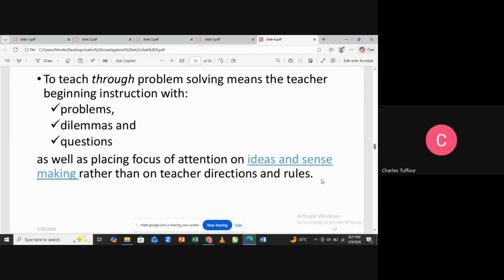Okay. Good. So I was saying that in teaching through problem solving, our attention is on ideas and sense making. Write this one down, but you can still get it in my slides. For teaching through problem solving, our attention is on ideas and sense making rather than on teacher directions and rules.